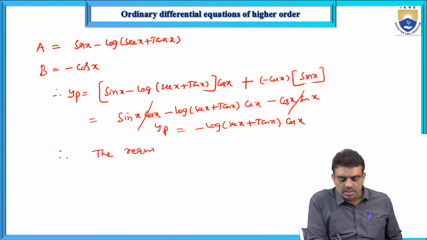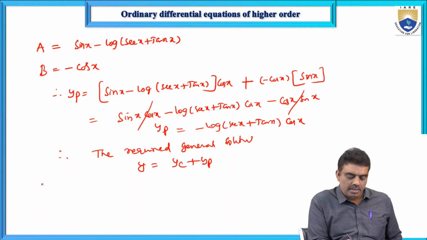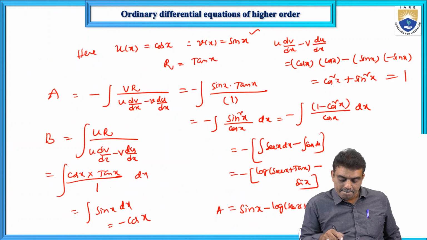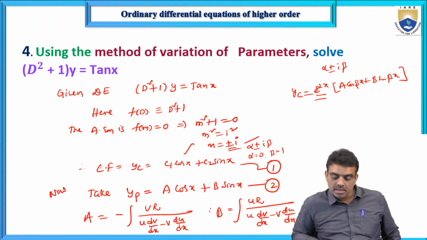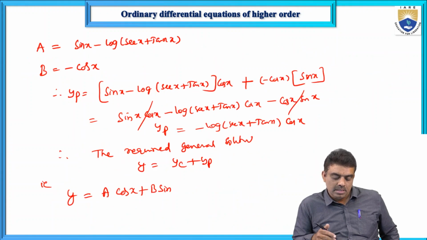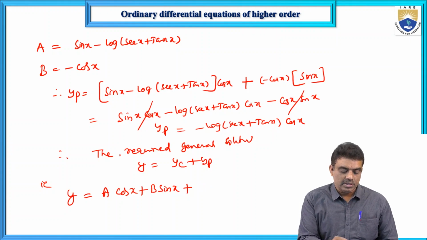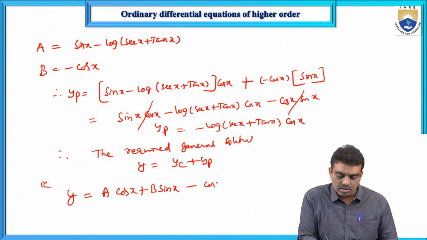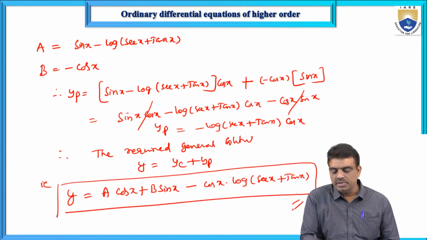Therefore, the required general solution is Y is equal to YC plus YP. That is Y is equal to, what is YC? YC is A cos x plus B sin x, am I right? A cos x plus B sin x plus, here, what is the value? A is sin x minus cos x. Already we have calculated this value, minus cos x into log secant x plus tan x. So this is the required general solution of the given differential equation.